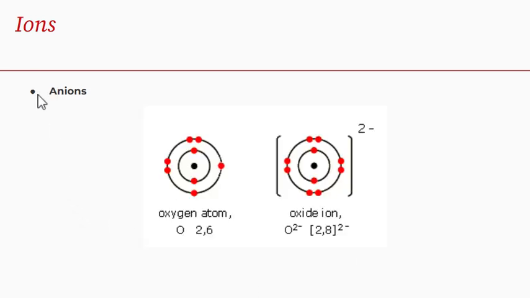Then we have anions, which are negatively charged. Anions are when elements gain electrons. So in this case, oxygen gained two electrons to become an oxide ion, which has a negative 2 charge.